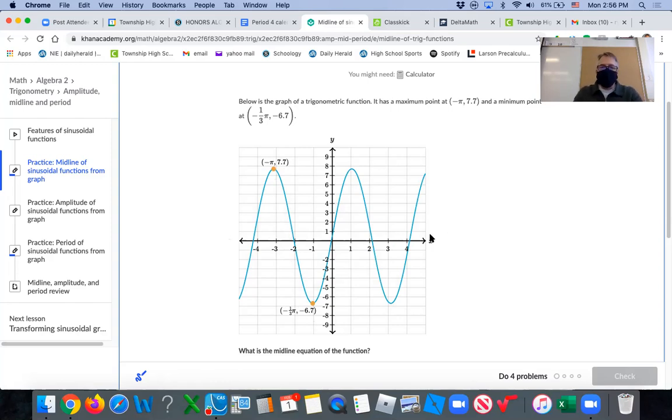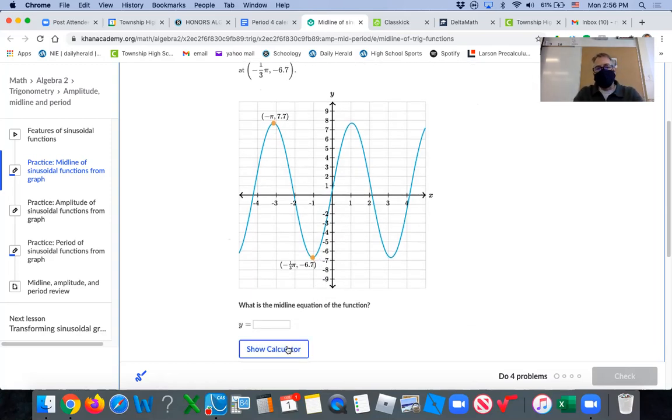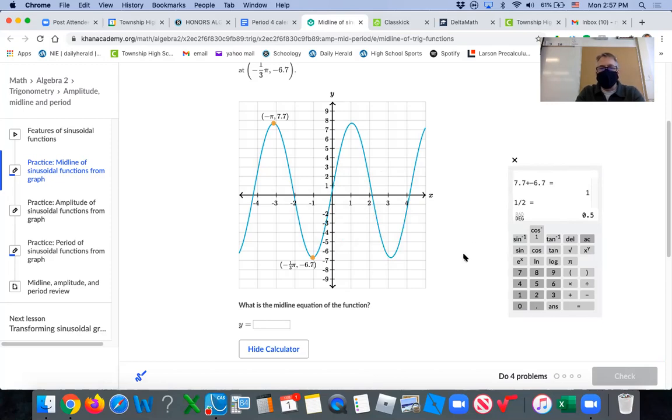All right, how do I find the exact number right in between 7.7 and negative 6.7? Well, that's the average of two numbers, isn't it? How do you find the average of two numbers? You add them together, so 7.7 plus negative 6.7, divided by 2. Add them together and divide by 2, and we're going to get 1/2. Sorry about that, I lost my recording there for a second. But we have y equals 1/2.